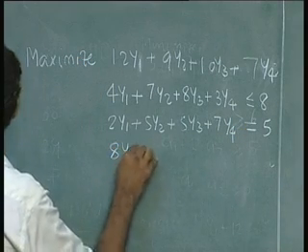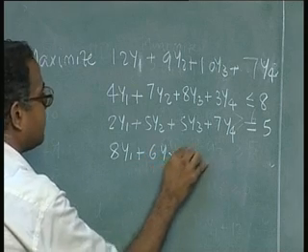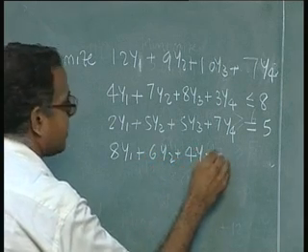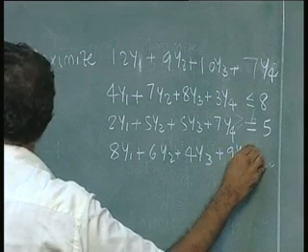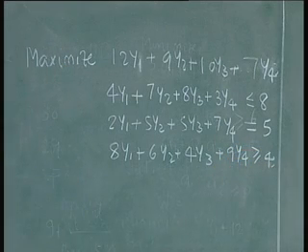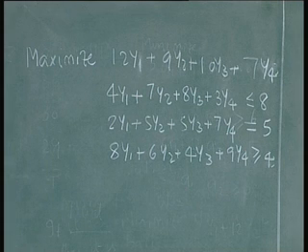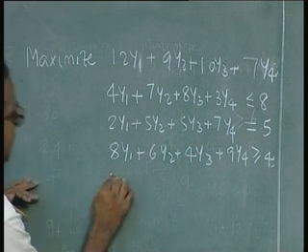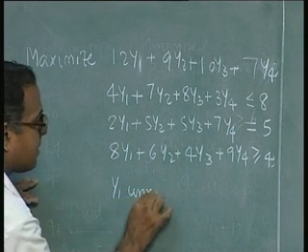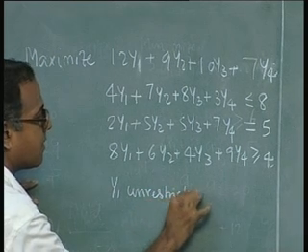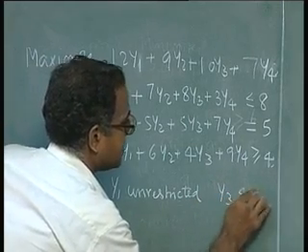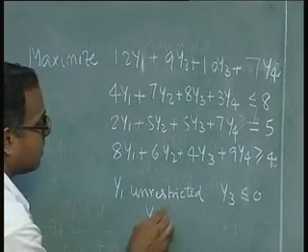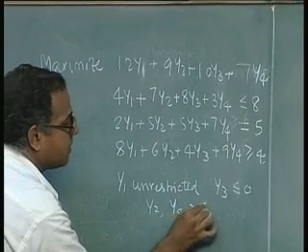8y1 plus 6y2 plus 4y3 plus 9y4 greater than or equal to 4, y1 unrestricted, third variable, so y3 less than or equal to 0, y2, y4 greater than or equal to 0.